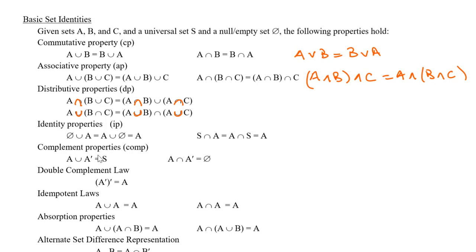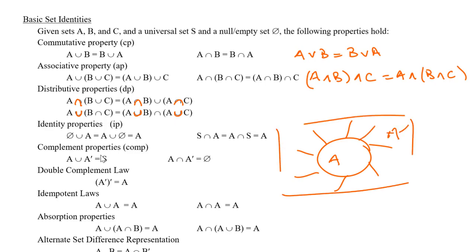So the complement property: we have A union not A, that will be S. And you could picture it: if you have A here, everything else is not A. So the union between A and not A will give you the whole universal set S. And what's common between A and not A is the empty set.